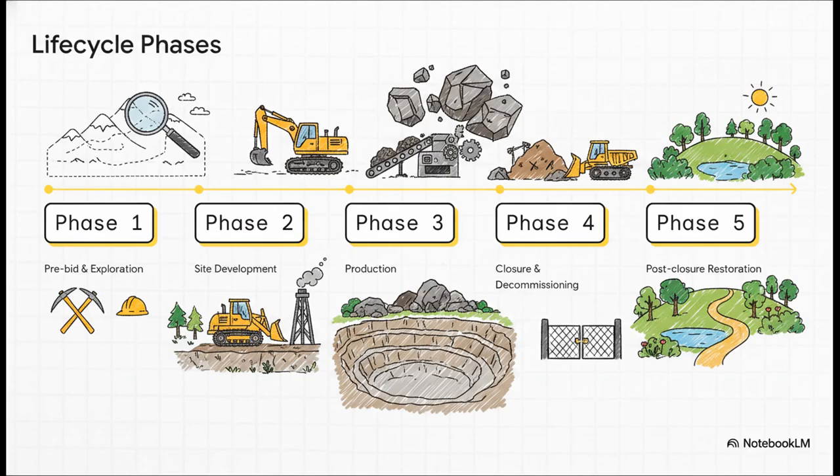So, a company's environmental management plan isn't just for when the giant machines are running and rock is actively being crushed. No, the plan must span the entire life cycle. It starts at the pre-bid and exploration phase, way before they even break ground, and it extends long past production, ending with strict closure, decommissioning, and finally post-closure restoration phases. The environmental responsibility absolutely doesn't end just because the profit stops.